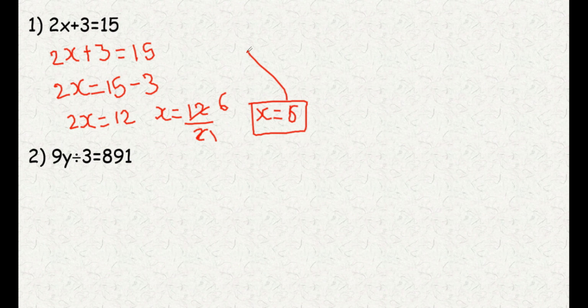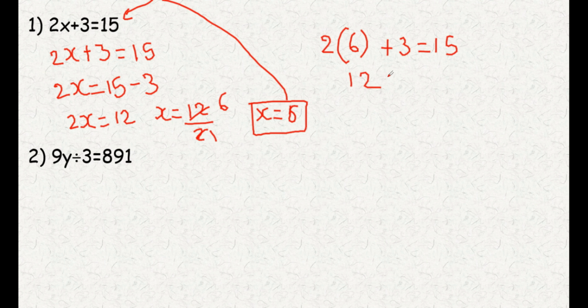If we substitute this 6 value here, we will get the answer exactly. We can try it. 2 into 6 plus 3 is equal to 15. 12 plus 3 is equal to 15.